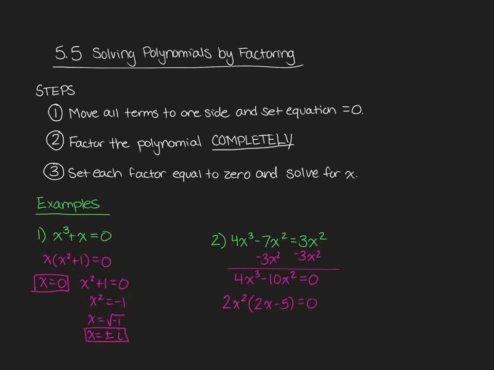Okay, so set each factor equal to 0. So 2x squared is equal to 0, and then 2x minus 5 is equal to 0. So with this first one, we are going to divide by 2, so x squared is equal to 0. Take the square root. The square root of 0 is just 0, so we have x equals 0 here. Technically, this has a multiplicity of 2, because it happens twice. For 2x minus 5, add 5 to both sides, you get 2x is equal to 5, and then divide by 2, you get x is equal to 5 over 2. This is your other solution.